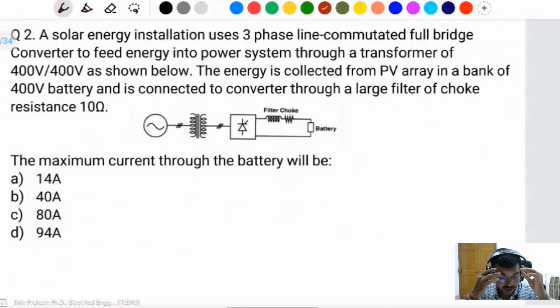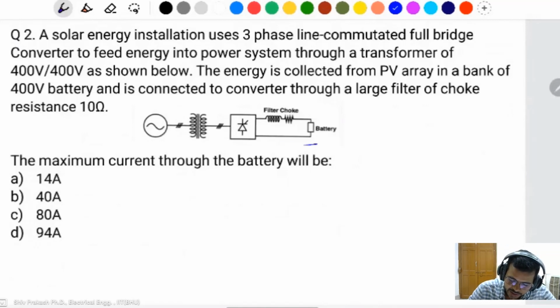The next question. A solar energy installation uses three-phase line commutated full bridge converter to feed energy into power system through the transformer of a rating 400 to 400 as shown below. The energy is collected from PV array in a bank of 400 volt battery and is connected to converter through a large filter choke resistance of 10 ohm. Then the maximum current through the battery will be.